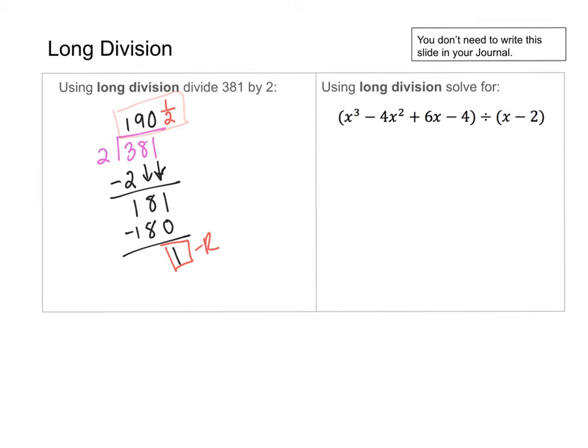Now, there's a way you can use long division to help you solve a polynomial. So let's say I was dividing this factor into this polynomial. What I have to do is put this polynomial inside the box.